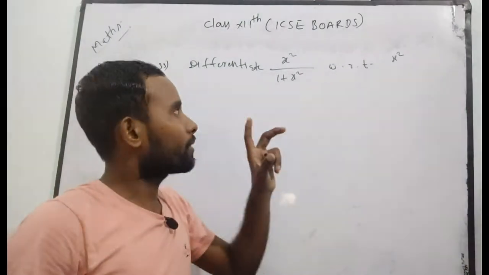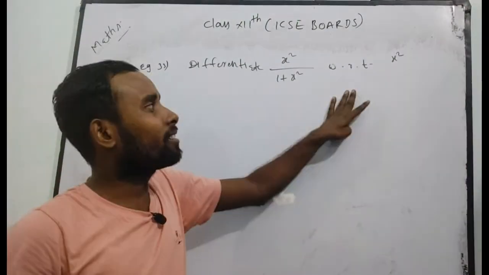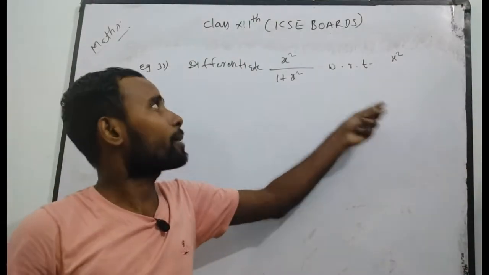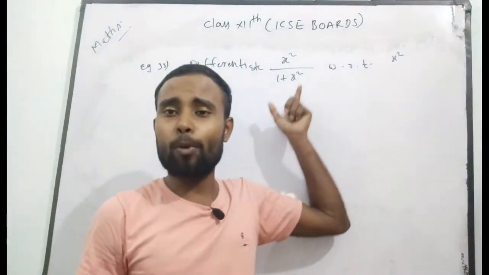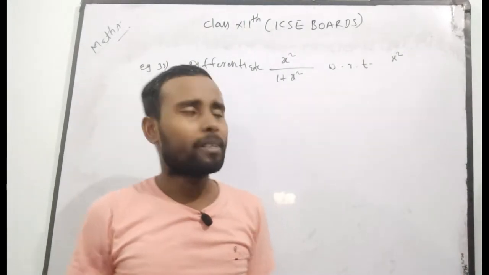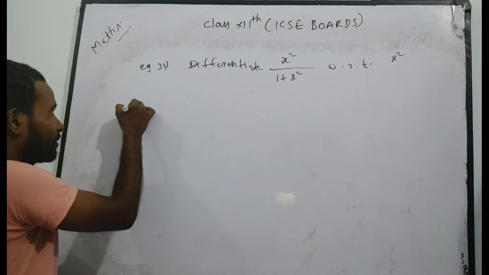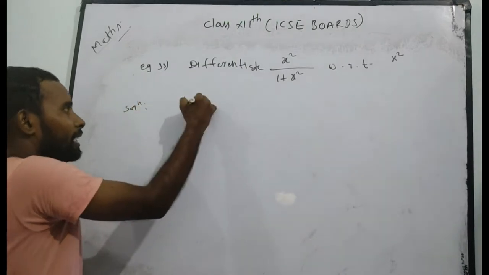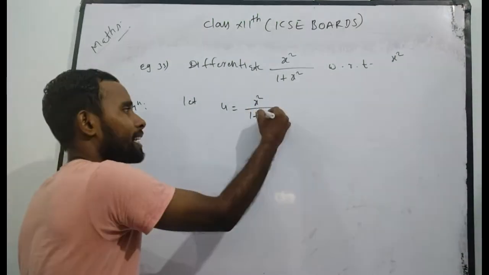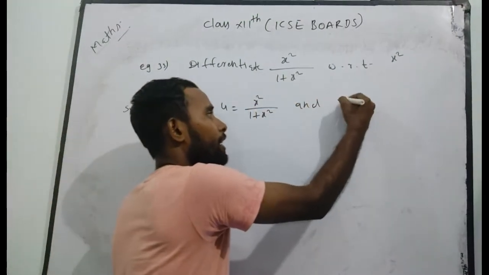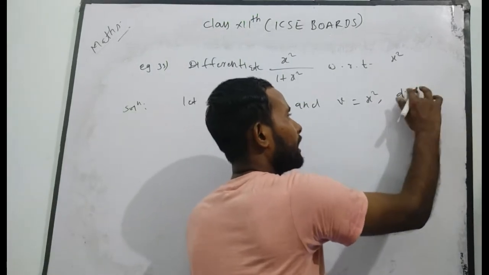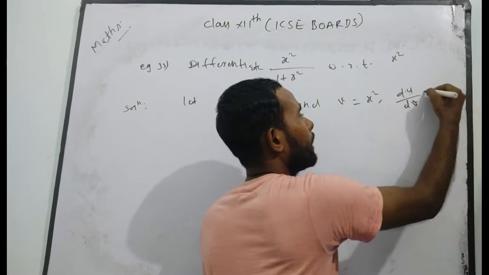First of all, I will tell you, convert this into parametric function form. Suppose this is u, this is v. Thereafter everything becomes the same. So I suggest to write here: let u is equal to x square by 1 plus x square and v is equal to x square. Then you have to find du/dv.